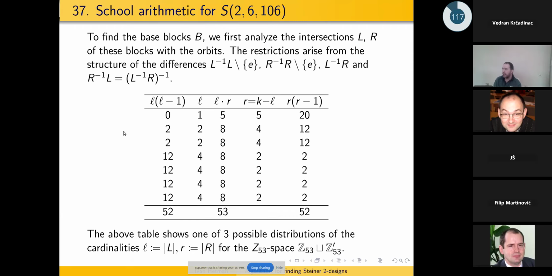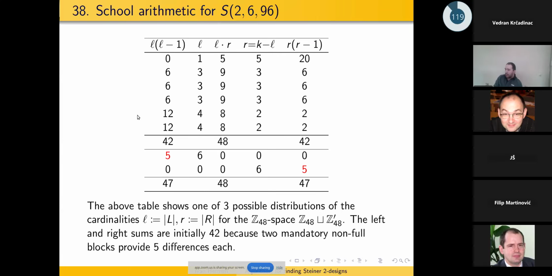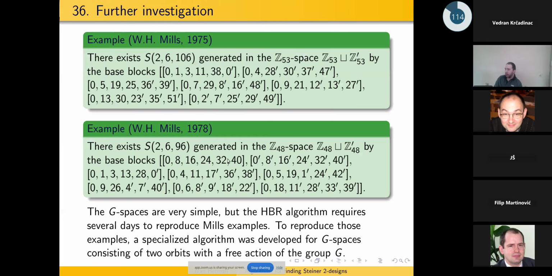Okay, a little more complicated is the case of 96. So the same table for 96, but let's check here. As you can see here, the sum is again 48, but here the sums are 42 and 42, not 47. Why is that? It is because there are two mandatory non-full blocks that provide 5 differences each. Let's return back, and we can see this block 0, 8, 16, 24, 32, 40, and this.